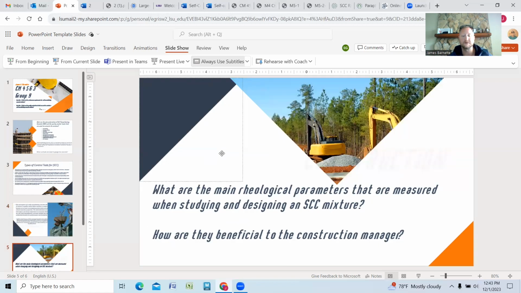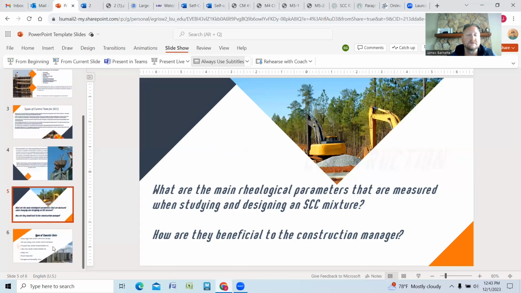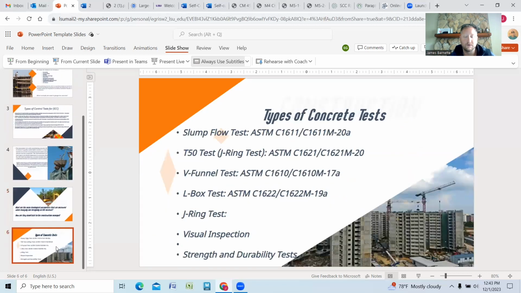This leads us to our third question. What are the rheological parameters that are measured when studying and designing an SCC mixture? How are they beneficial to the construction manager? Well, we have the slump flow again.